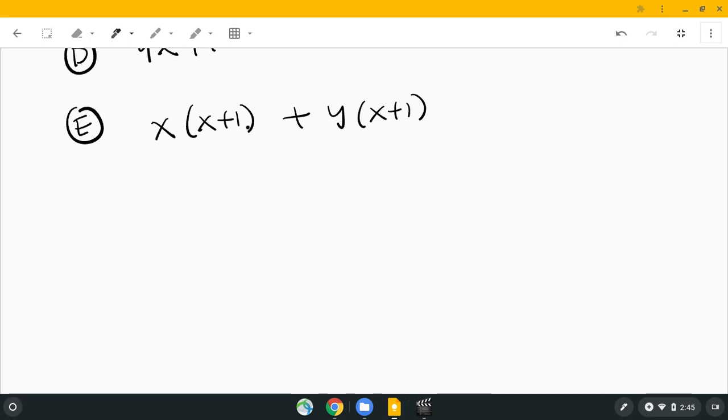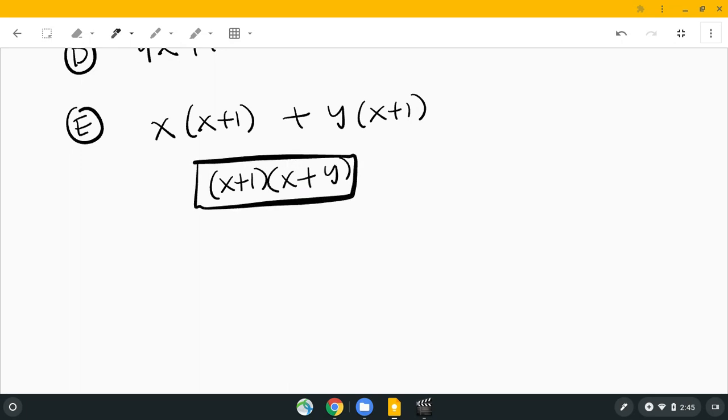Do you notice that this group and this group both have x plus 1? So that's what I'm going to factor out. I'm going to factor out an x plus 1. So if I take this out, I'll be left with x plus y. Okay.